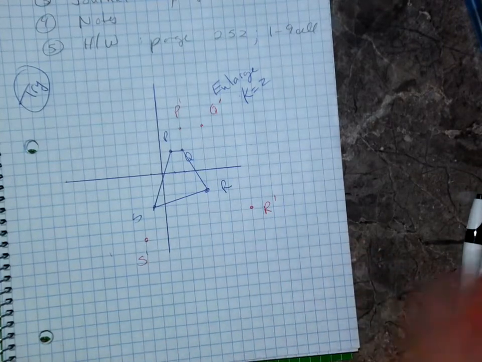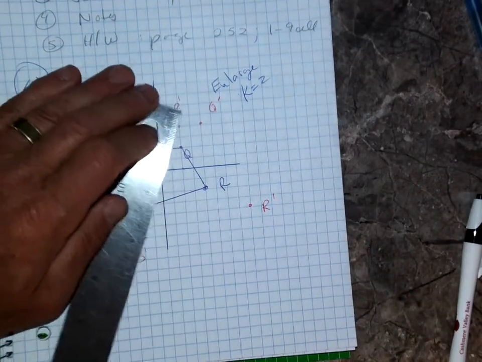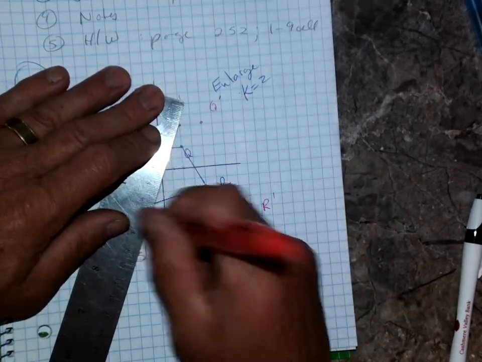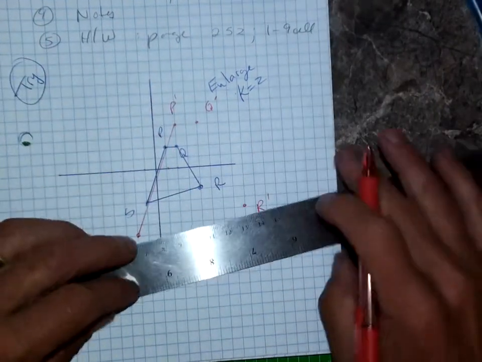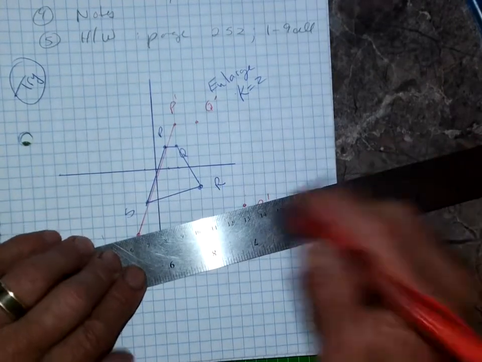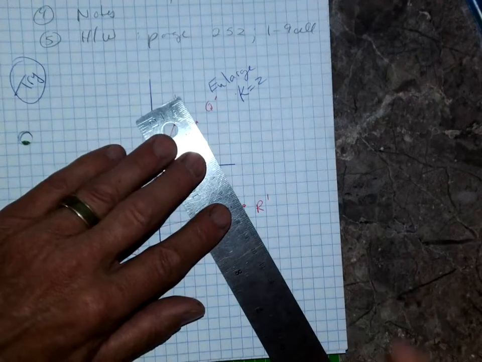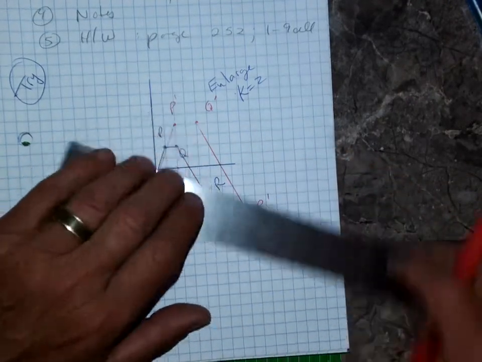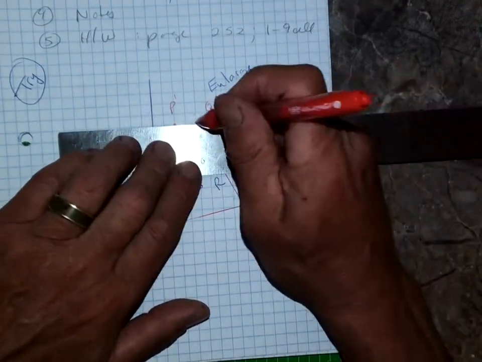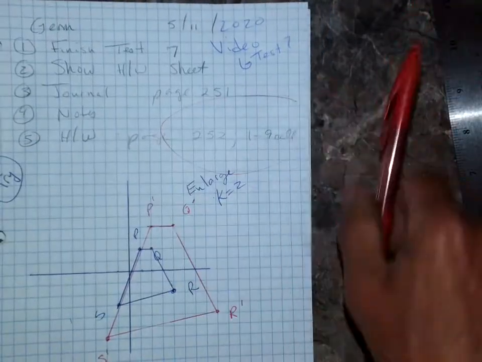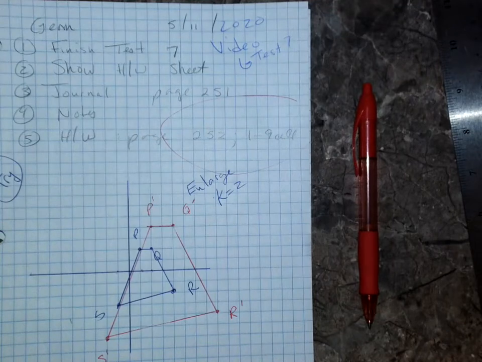Okay, let me draw my new figure. It should look twice as big as it is. Scale factor of 2. And the easiest way to do it was just to multiply every single coordinate by 2, because that was my scale factor. Pretty easy day, huh? I don't think you're going to have a whole lot of trouble with this. It's an easy chapter. Homework is page 252, 1 through 9.